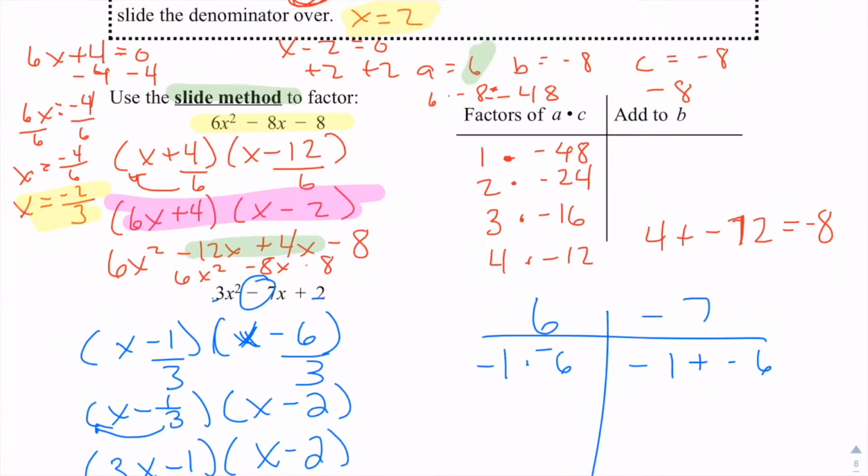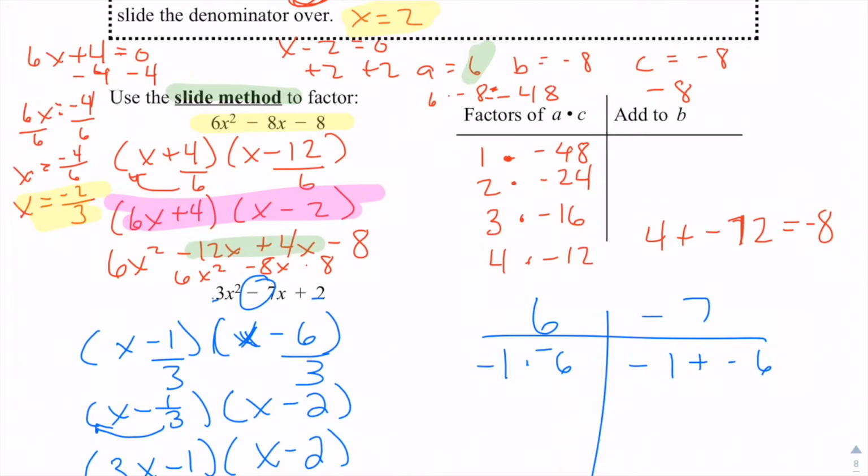We can check this. Multiplying 3x by x, that gives me 3x squared. 3x by -2, that gives me -6x. -1 times x gives me -1x, and then -1 times -2 gives me +2. And if I combine the like terms right here in the middle, I will get 3x squared minus 7x plus 2, which is perfect. That's what I'm looking for.